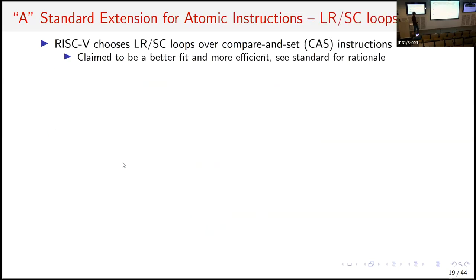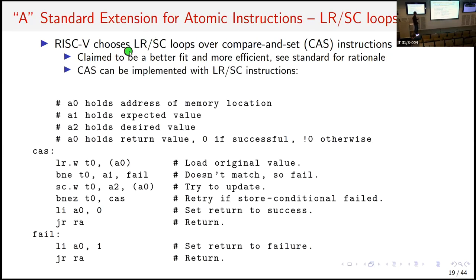So what is this load reserved store conditional loop? Basically, there are 2, maybe 3, ways of how you can implement lock-free data structures, or generally what you need for atomic instructions. x86 has this compare and set instruction, so you atomically compare a value and then atomically set it on that memory location. Some other instruction set architectures, and also other RISC architectures, chose these load reserved store conditional loops. Again, I won't go into the details here. The standard has about a 1.5 page rationale on why that is the better fit and why it is potentially more efficient. And also, you can emulate compare and set with these LRSC loops.